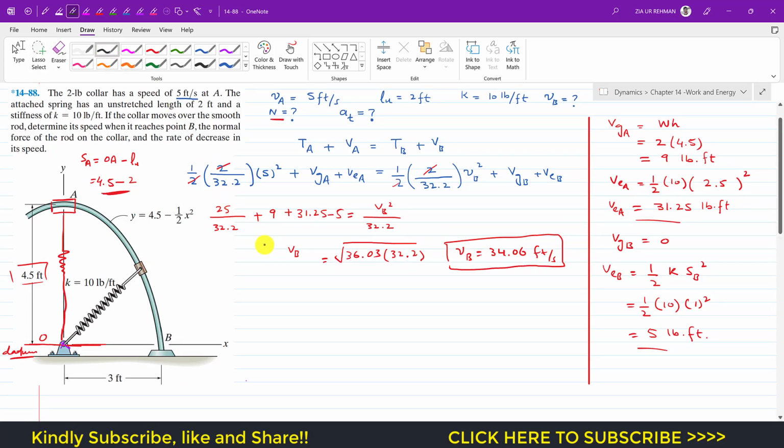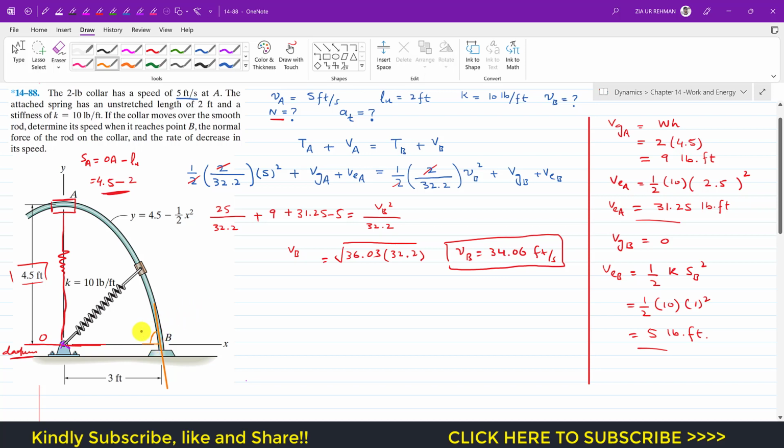Now to find the normal force and the decrease in the collar speed, we have to consider the normal and tangential coordinates. For that we have to find the tangent axis angle with the horizontal. The tangent to the trajectory at point B is this line, right? Let's say that this orange line is tangent to this trajectory at point B. So first of all, we have to find this angle with the horizontal.